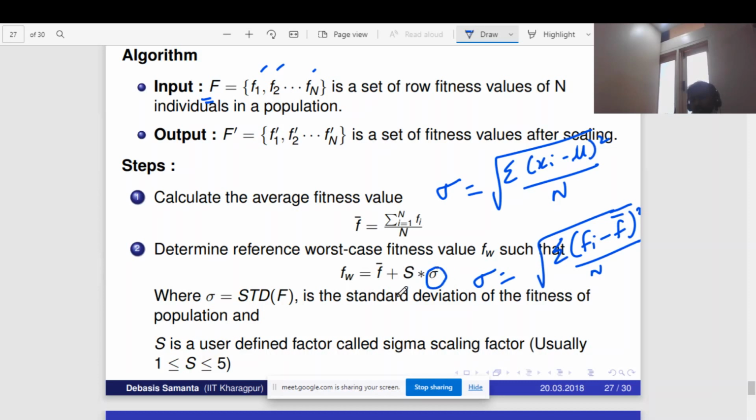Then s is actually the scaling factor. How much scaling should be done? Scaling means we are either increasing or decreasing the value. So here in this case we are increasing. Scaling is usually between 1 to 5. Again, the programmer should choose this value depending on how much scaling is required, and accordingly the s value will be decided.